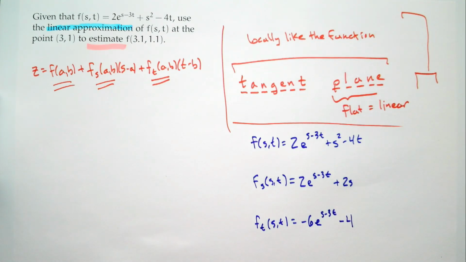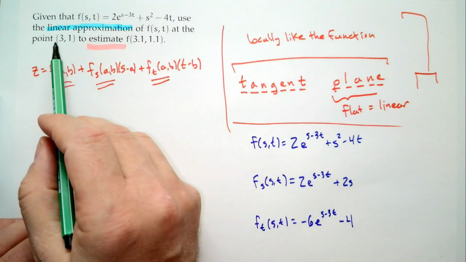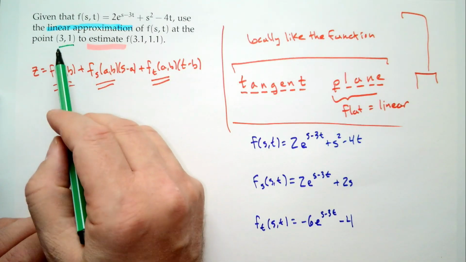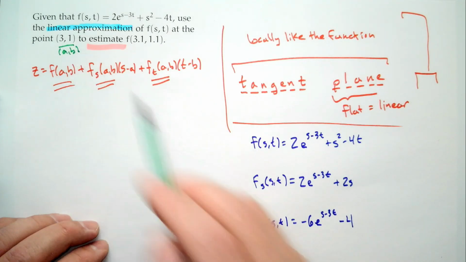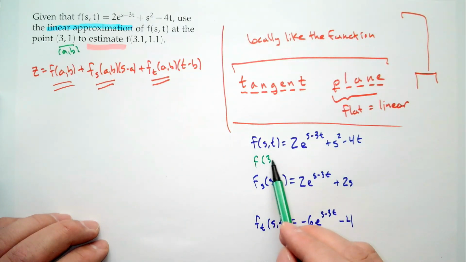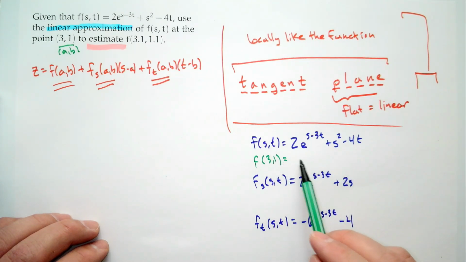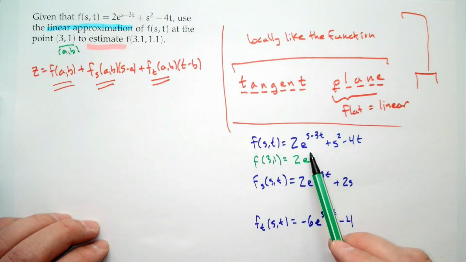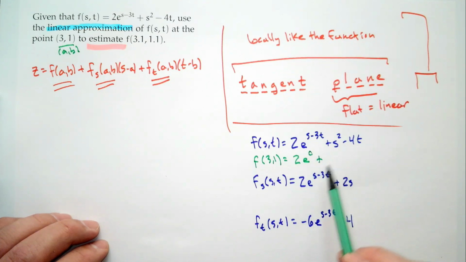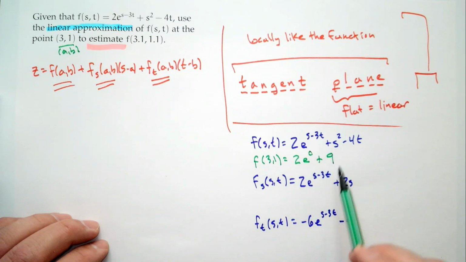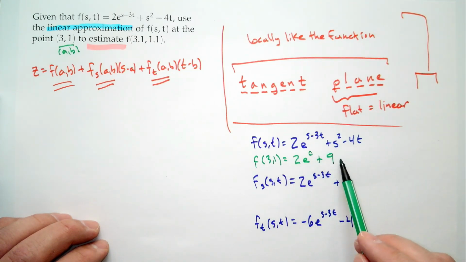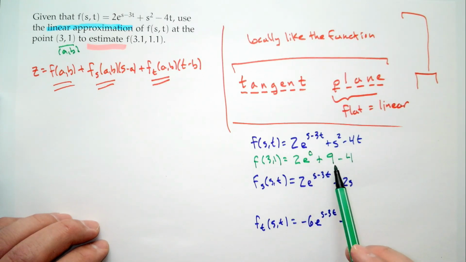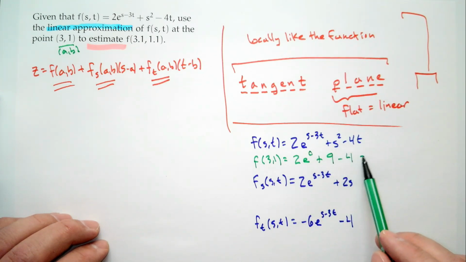Now, after you have those functions and those derivatives, you evaluate. And where do we evaluate? Well, we're told it's the approximation at the point 3, 1. So this is our a comma b, 3 comma 1. So f of 3 comma 1. Well, we're going to have 2 e to the 3 minus 3. That's e to the 0. Plus s squared, which is 9, minus 4 times 1, so minus 4. So 2 plus 9 minus 4, 7.